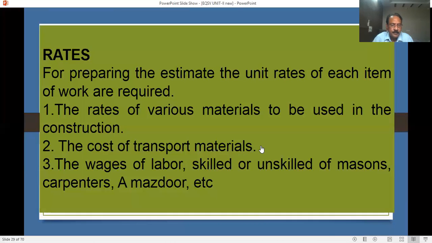These are the rates. The wages of labor, skilled or unskilled, machines, carpenters, mazdoor. Labor rates also we should know. For your local work, you go to some adda, that is called an adda, and you can ask. They may say 1,000 rupees for one skilled labor, 800 rupees for ordinary skill, or 600 rupees for unskilled labor. Like that, there are different rates, and these are given in the government SSR also. But practically, these are different. You will have rates. These are important to know in calculation of estimation.